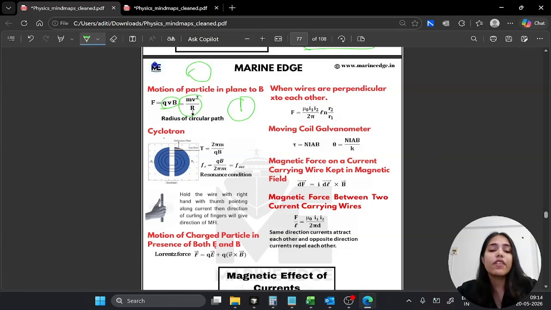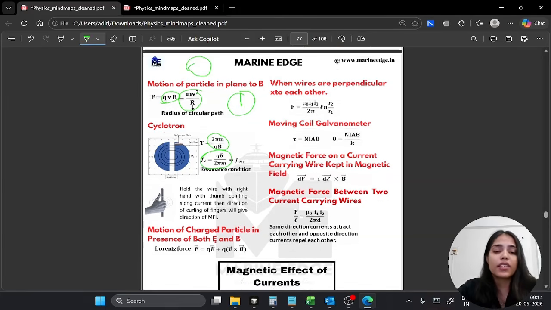Okay. Next, we have a cyclotron. A cyclotron is a device that we use to give high speed to charged particles. The frequency of the charged particle once it leaves the cyclotron will be qB upon 2 pi m, and T is 2 pi m upon qB, the time period while moving through this whole circle.